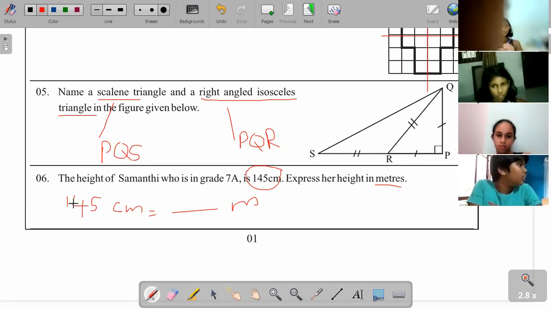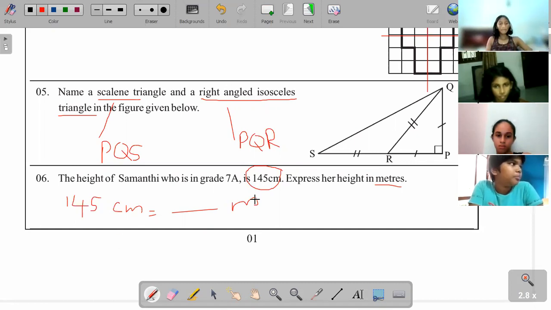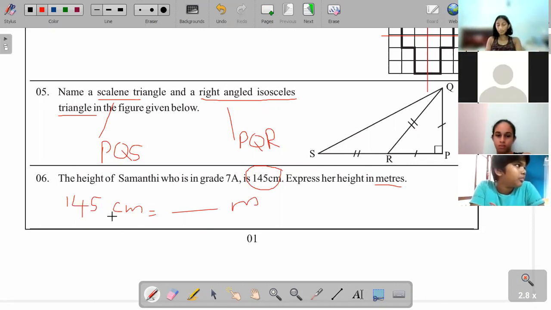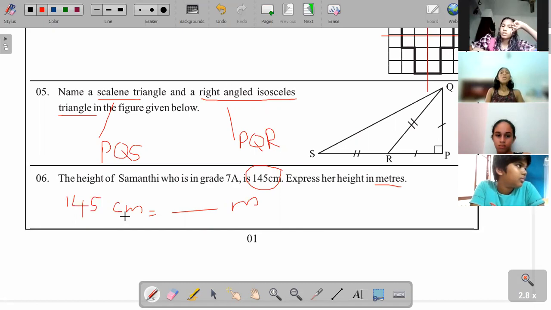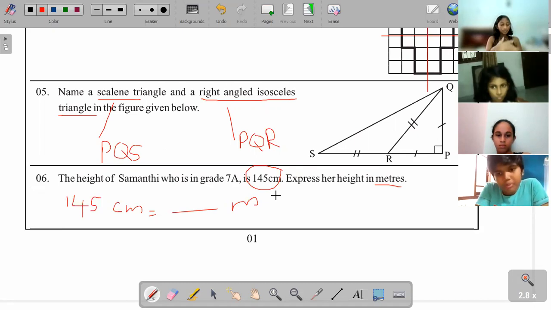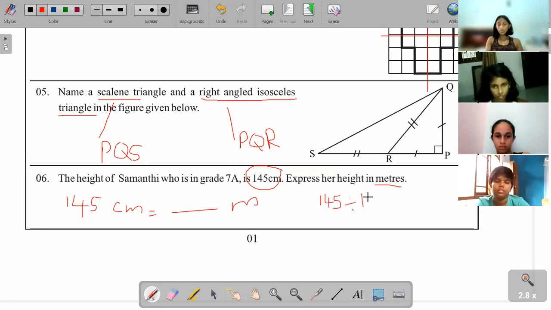How do you convert? Centimeters you have to convert into meters, no? Centimeter is the smaller one, meter is the larger one. Small unit convert to large unit. Multiply or divide? You have to divide. What's the relationship between these two? 1 meter equals 100 centimeters. Okay, so 145 you have to divide by 100.